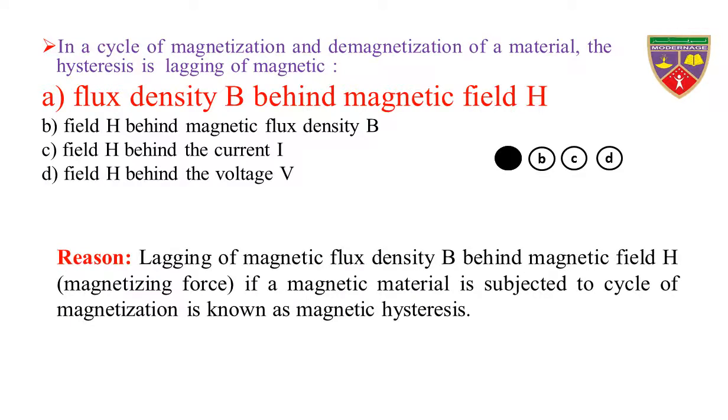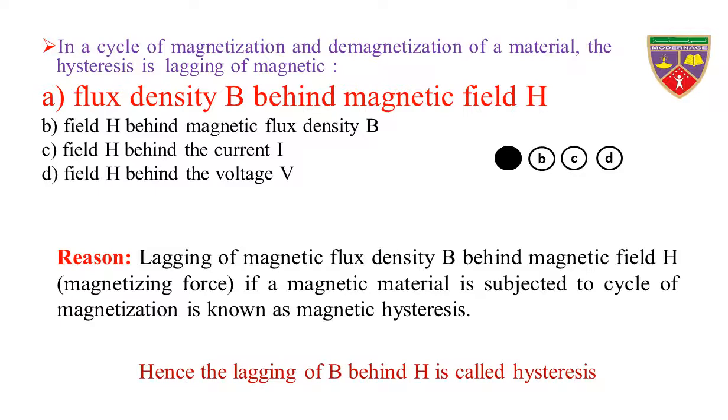Reason: lagging of magnetic flux density B behind magnetic field H. Magnetizing force: if a magnetic material is subjected to a cycle of magnetization, it is known as magnetic hysteresis. Hence, the lagging of B behind H is called hysteresis.